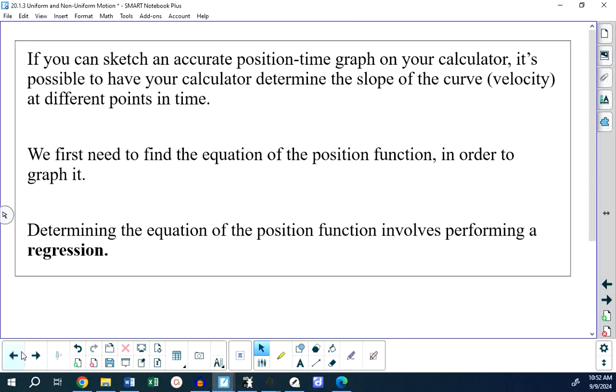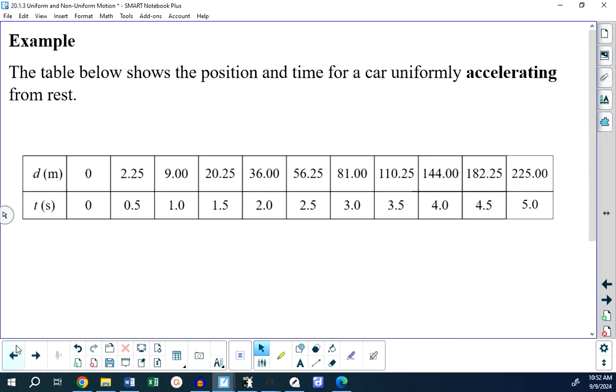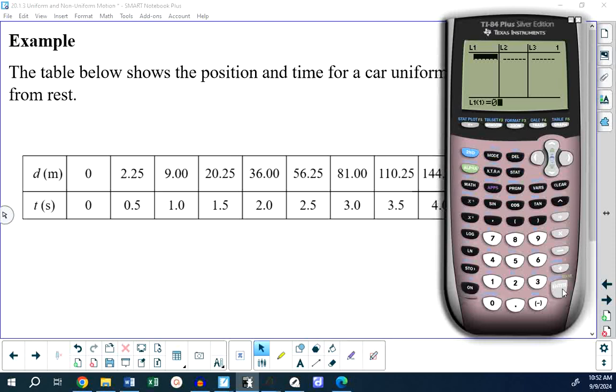So we want to put this data into our lists. Take a minute and do so. Double check to make sure you didn't miss any. And now I'm ready to put in the other ones.